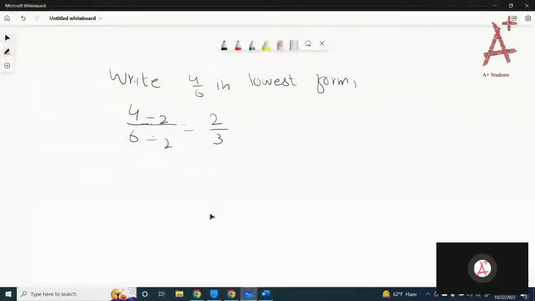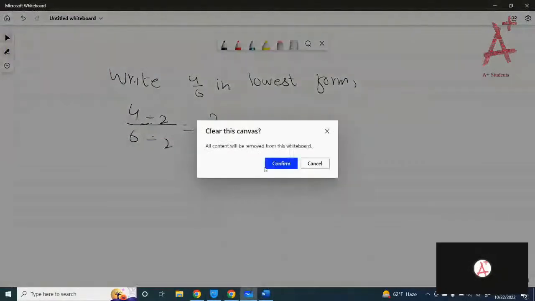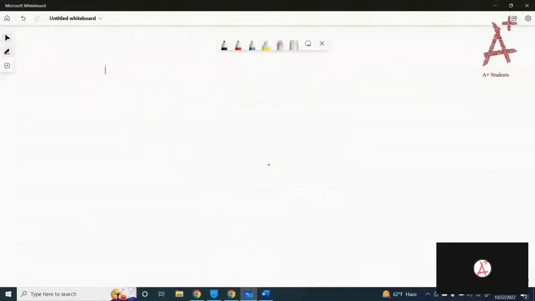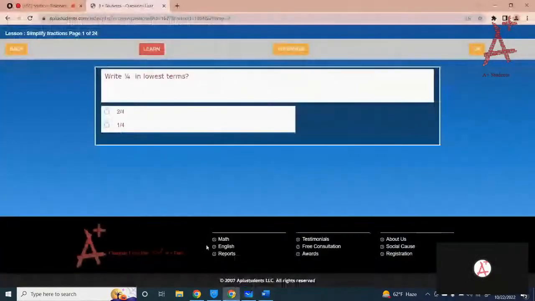Do we have any number that can divide both numerator and denominator of 1 by 4? No, we don't have any. That means 1 by 4 is already in lowest form. Got it? We don't have any number that can divide both. So 1 by 4 is already in lowest terms. Got it? So just select the correct option and click on the OK button.